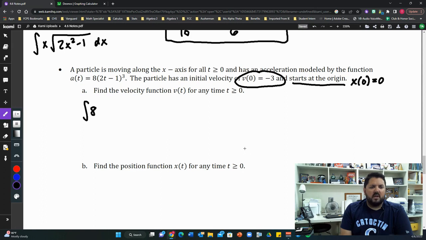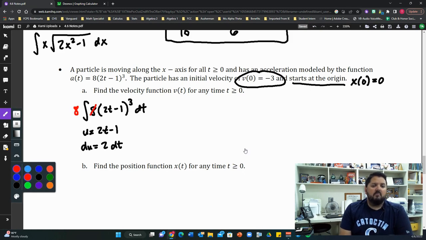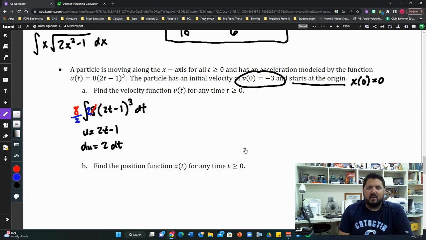So I'm going to integrate 8 times (2t minus 1) quantity cubed dt. From the start, I would say u equals that inside, the natural inside. du then would need to be 2 dt. So this 8 does not match up with what I want it to be, so let's move it outside and then make what we want it to be. I need to multiply by a factor of 2 inside, which really means I'm dividing by 2 outside.